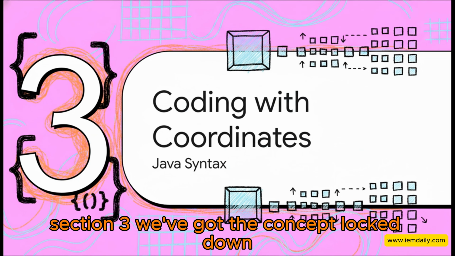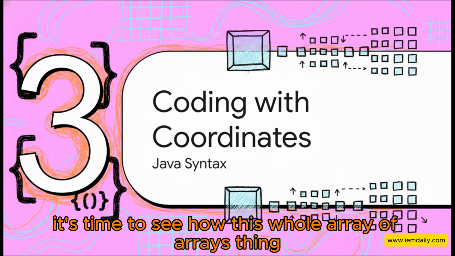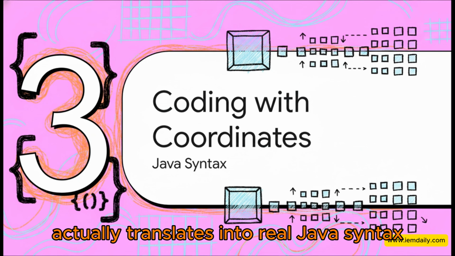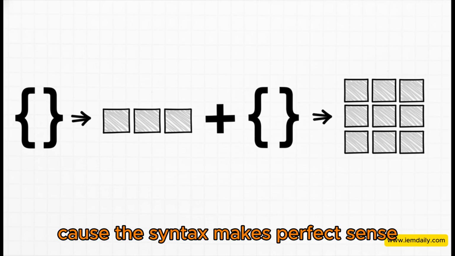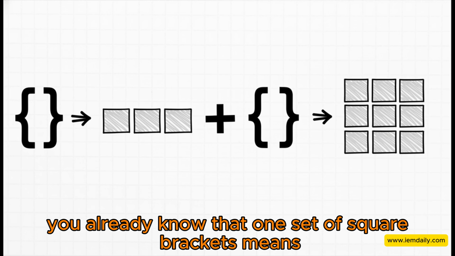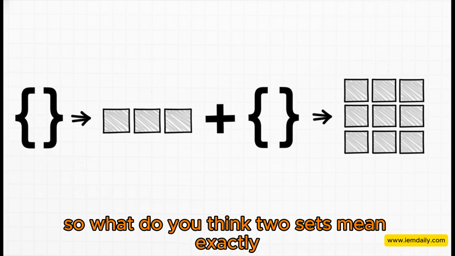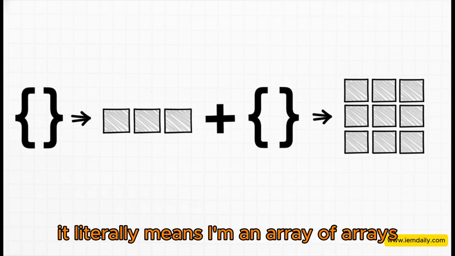All right, section 3. We've got the concept locked down. Now it's time to see how this whole array of arrays thing actually translates into real Java syntax. Let's get coding. And you're going to love this, because the syntax makes perfect sense. You already know that one set of square brackets means I'm an array, so what do you think 2 sets mean? Exactly. It literally means I'm an array of arrays.